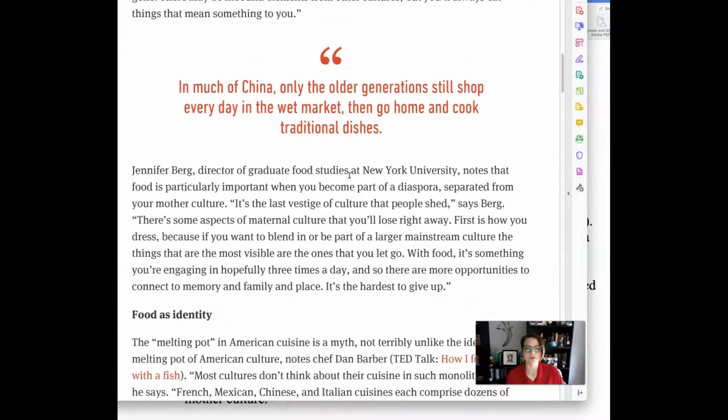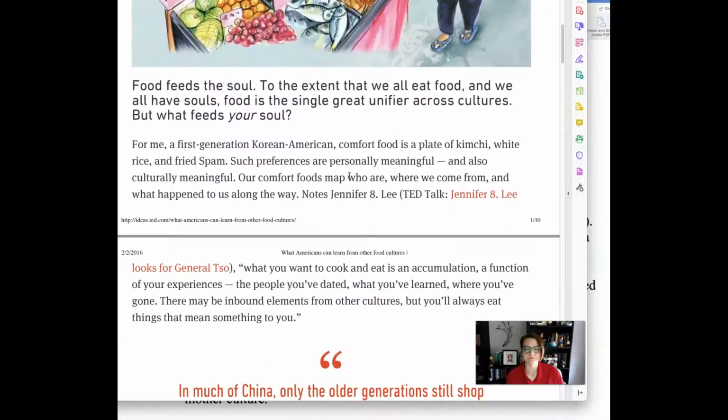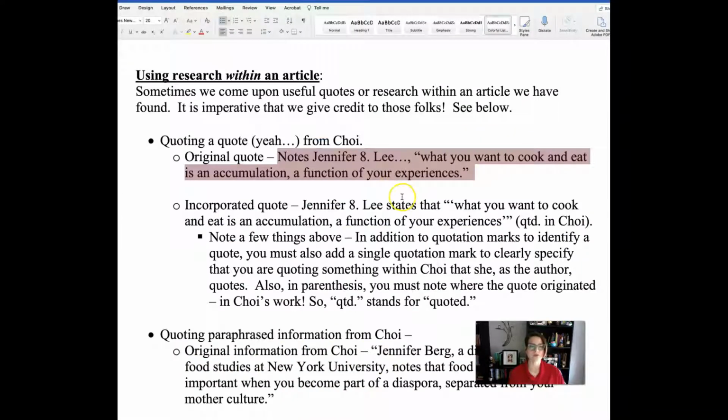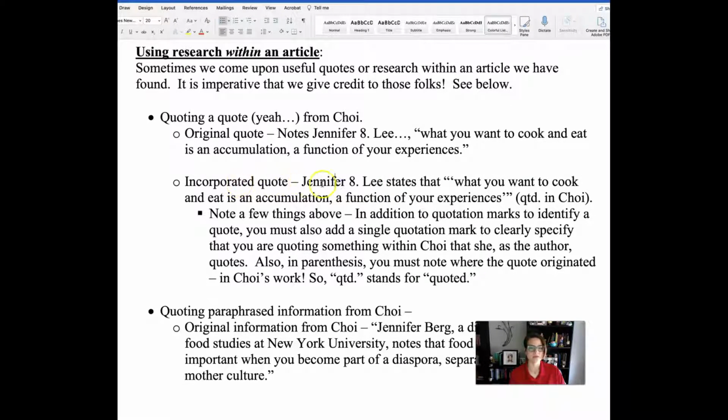So if we go back to this, this is the quote, right? Notes Jennifer 8. Lee, we have this quote, okay? So in order to make sure that we identify Jennifer 8. Lee as the person who has those ideas, this is how we would do it. Jennifer 8. Lee states that, quote, and I have a single quote in here to reference that we're quoting a quote. You don't necessarily have to worry about this in the new and updated MLA. Just make sure you have the quotation marks. Okay, so Jennifer 8. Lee states that what you want to cook and eat is an accumulation, a function of your experiences. Okay, that's great, but I'm not going to put Lee right here, right?